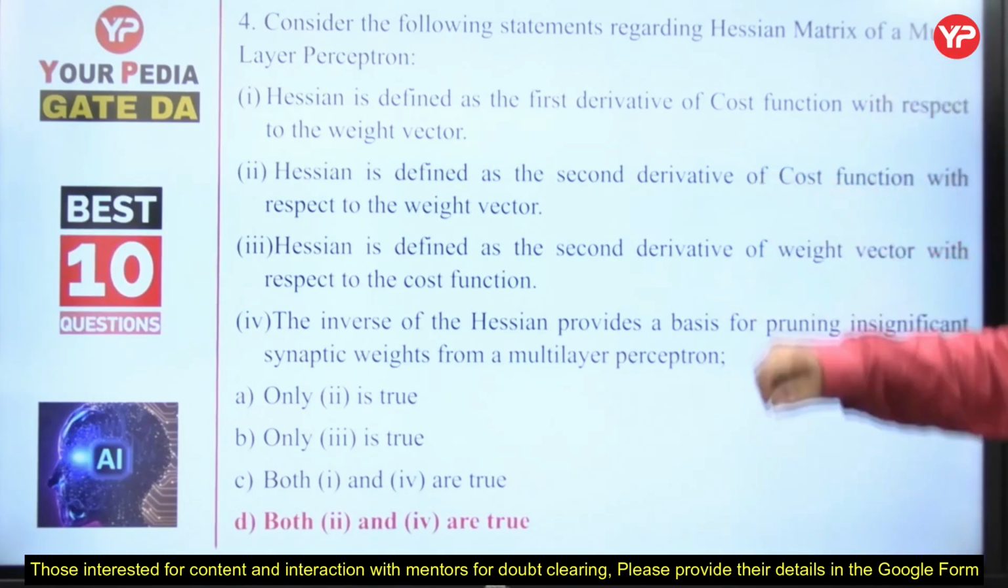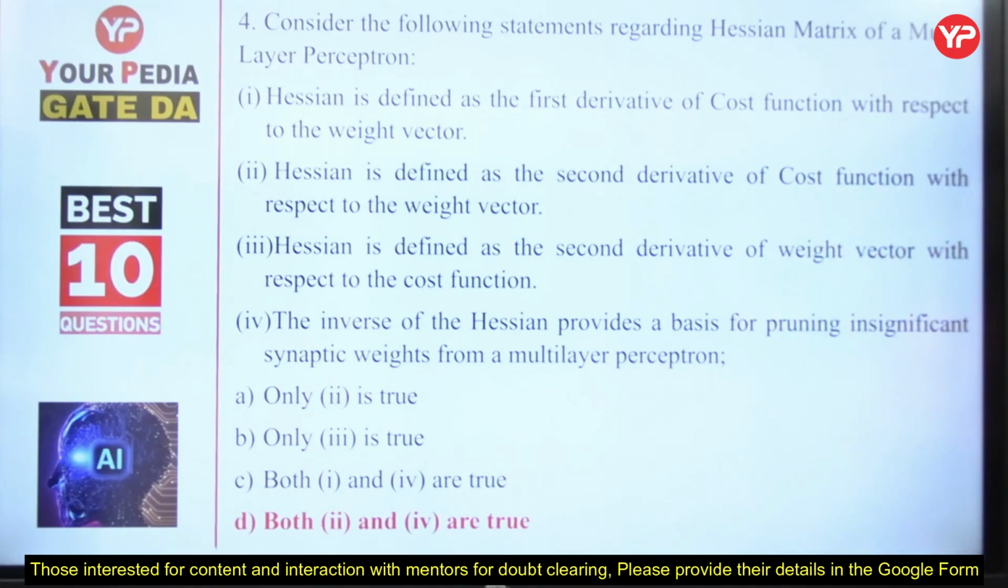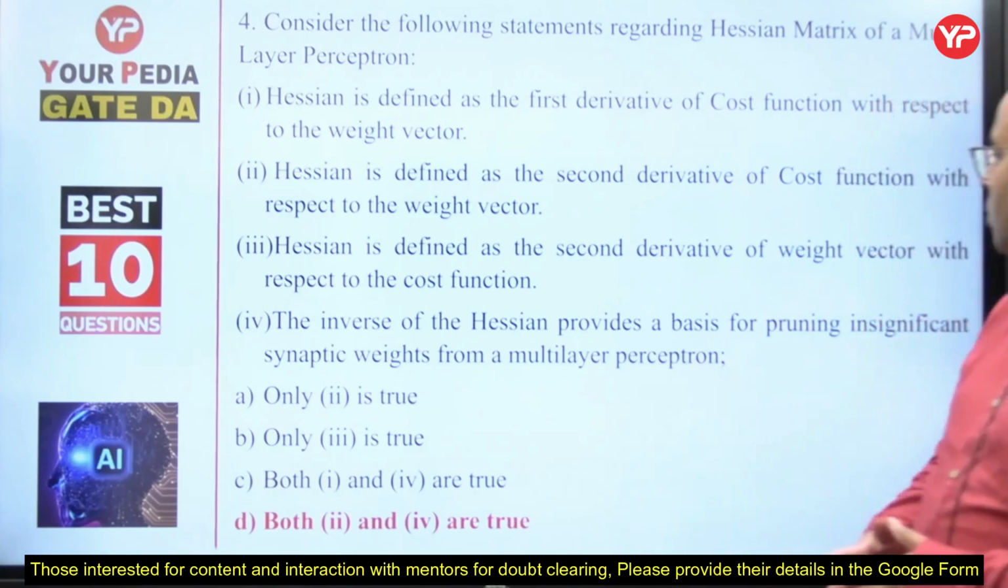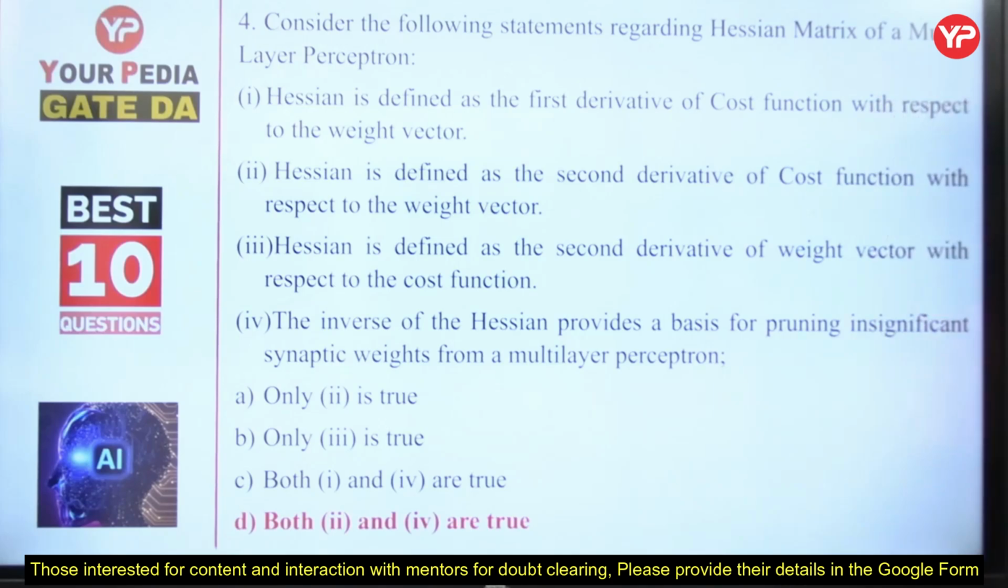Hessian is defined as the second order derivative of the cost function with respect to the weight vector, that's from the definition itself of the Hessian matrix. And fourth, the inverse of the Hessian provides a basis for pruning insignificant synaptic weights from a multilayer perceptron.